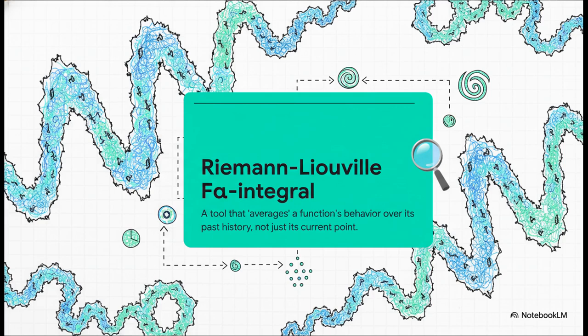I know, it sounds super complicated, but you can really think of it as a very sophisticated way of averaging things out. Instead of just looking at a function's value right this second, it looks back and weaves its behavior over its entire history into the calculation. It's totally essential for describing things that change based on what happened to them before.